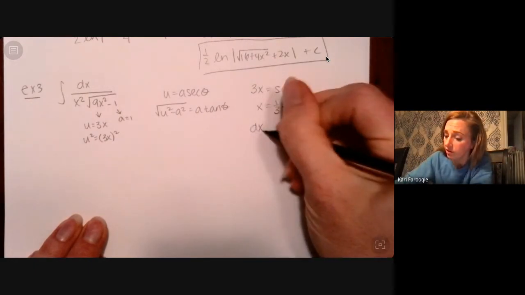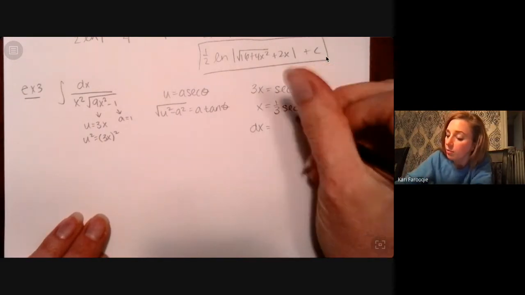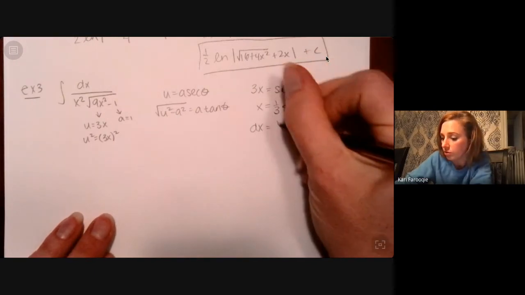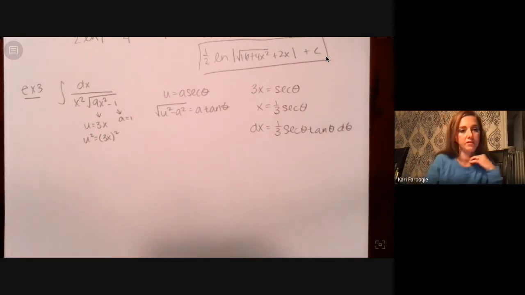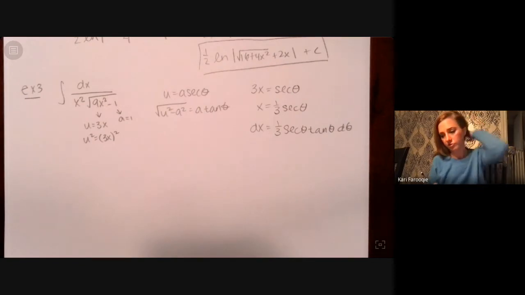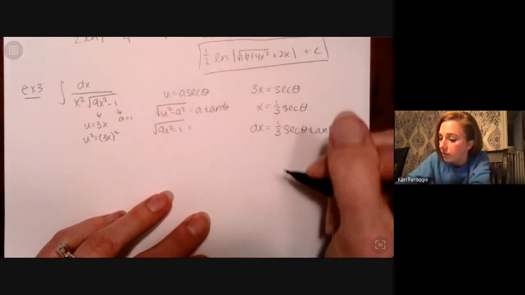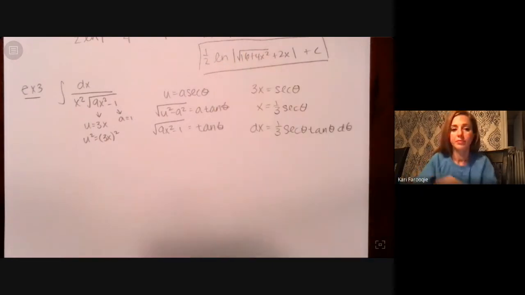Might as well find dx. I tend to do that right after I find x so I don't forget about it. We're used to doing that anyway, though. So dx, remember the derivative of secant is secant tangent. So we're going to go 1/3 secant theta tangent theta d theta. Okay, so there's your dx. As far as my radical is concerned, I'm just going to write this as 1 tangent theta. So just tangent theta.